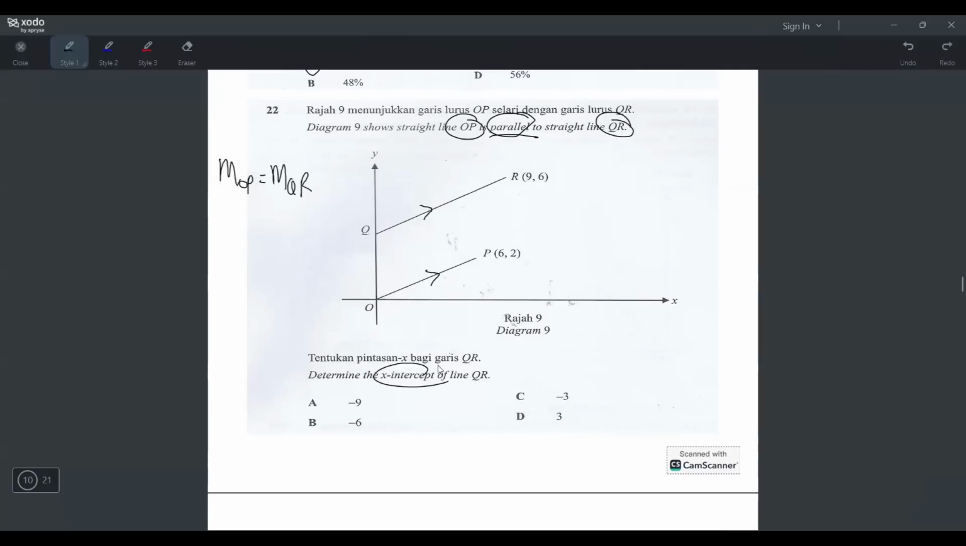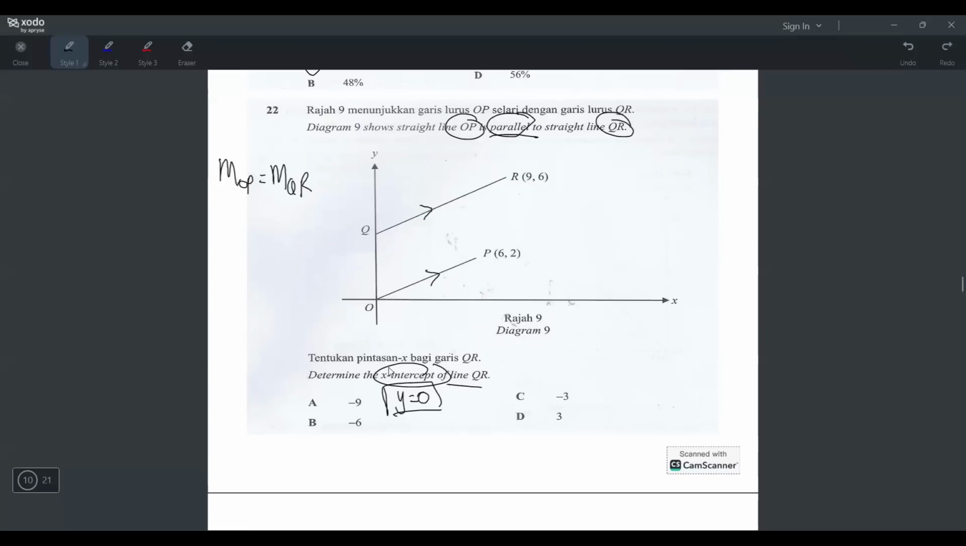Now they said determine the x-intercept of QR. Okay, this is Form 3, Chapter 9. Lower form punya chapter, Form 3, the last chapter, Chapter 9. It's called straight line. Okay, how to find the x-intercept of QR? First of all, to find x-intercept, cara dia is you have to have the full equation of QR and then ganti y equals 0. Itu cara dia, right? Whenever you see in exam, they say find x-intercept, what you do? Take the full equation and then ganti y equals 0.